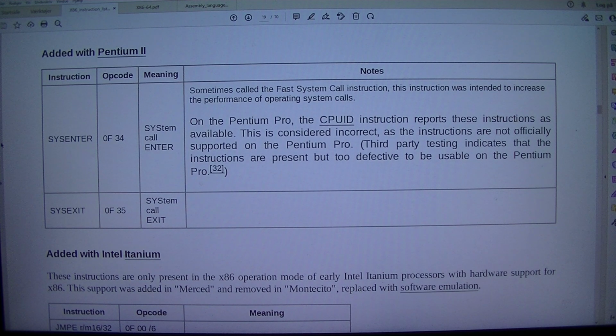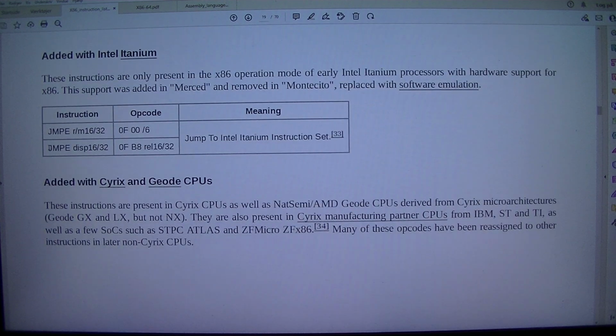32. SYSEXIT, 0F35, sister instruction to SYSENTER. Added with Intel Itanium. These instructions are only present in the x86 operation mode of early Intel Itanium processors with hardware support for x86. This support was added in Merced and removed in Montecito, replaced with software emulation. JMPE, 0F00/6, jump to Intel Itanium instruction set.